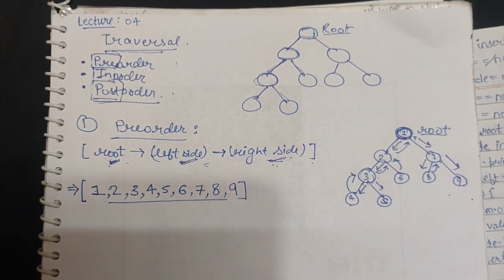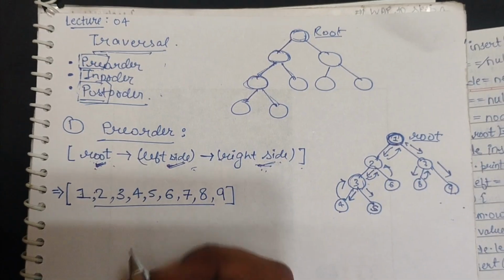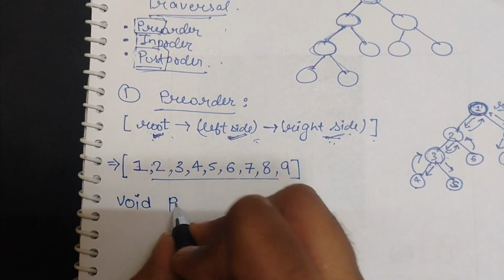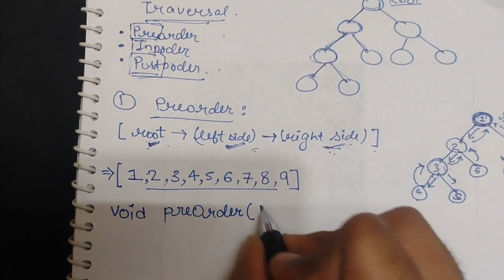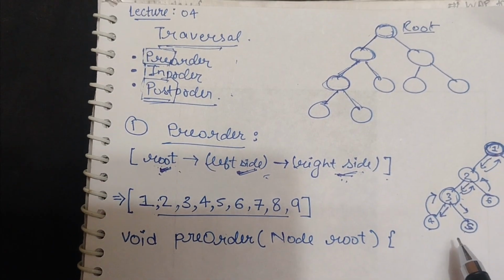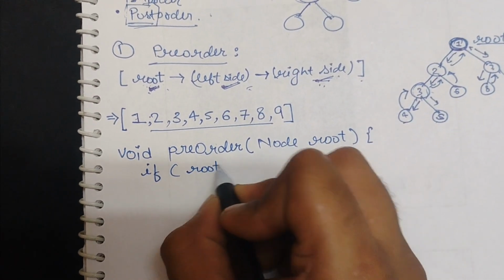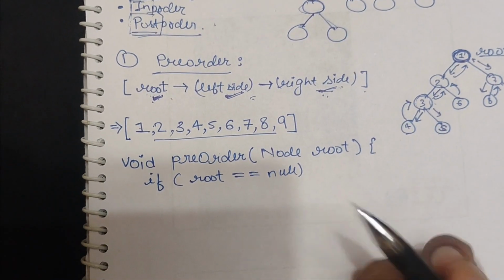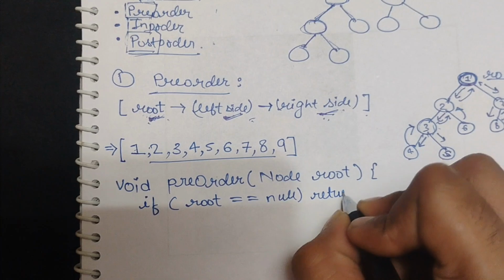Now I will write the code just like the story which I told you just now. Okay, void preorder. Here I'll give the parameter as root. The base case is: what if the root is itself null? If it is null, then it would not even have the root or the node value. Then simply return, do nothing.